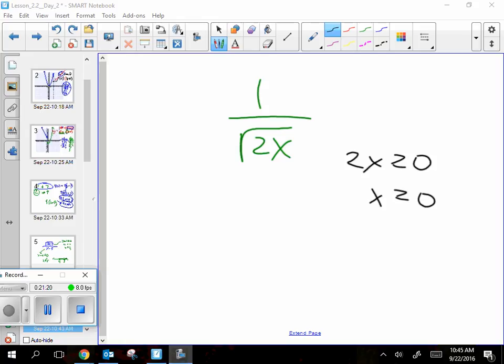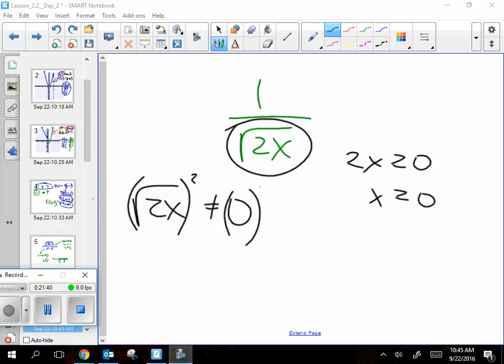The other part is the denominator rule. Take the denominator, not just the under root, the whole denominator, and set it not equal to 0. Okay, so now I got to go square both sides. Can I do that? Yeah, you can. Square this, square that.